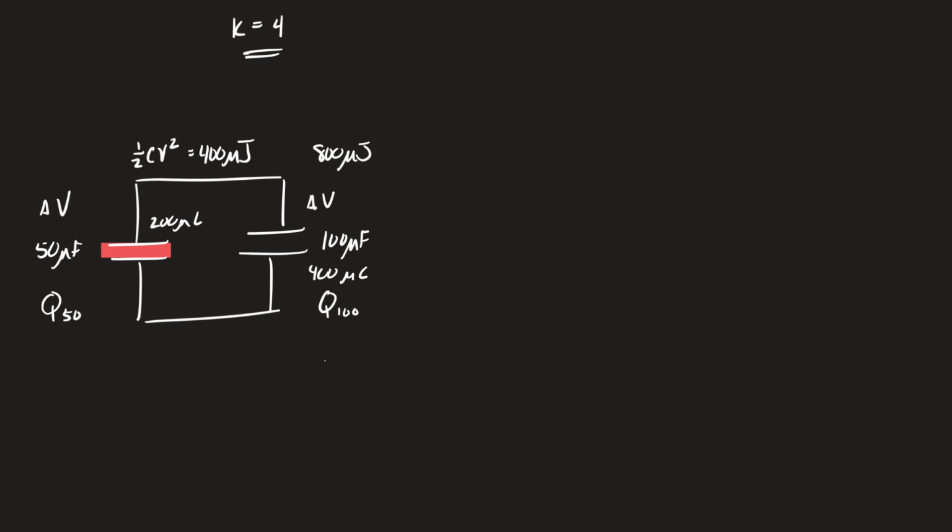So this is no longer 50 microfarads. What is it? Yeah, it's 200. That shouldn't be tough, right? Dielectric constant of 4, so that just multiplies the total capacitance. It becomes 200 microfarads. So that's the change. You change that to 200 microfarads.